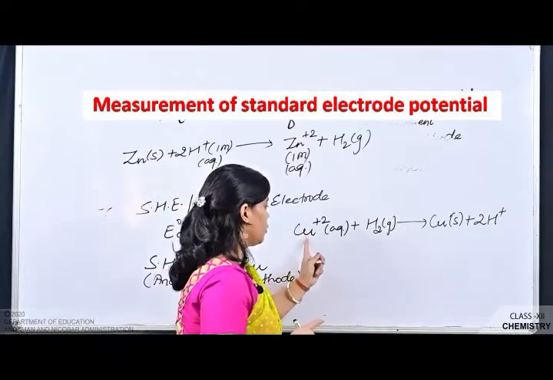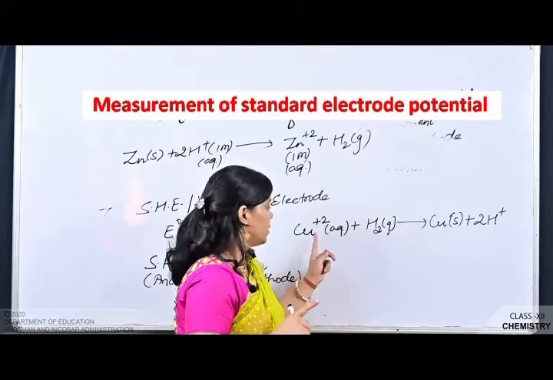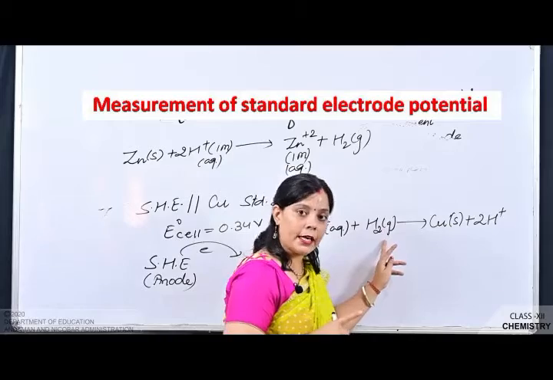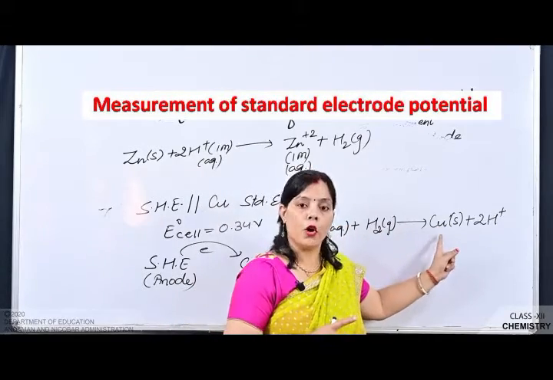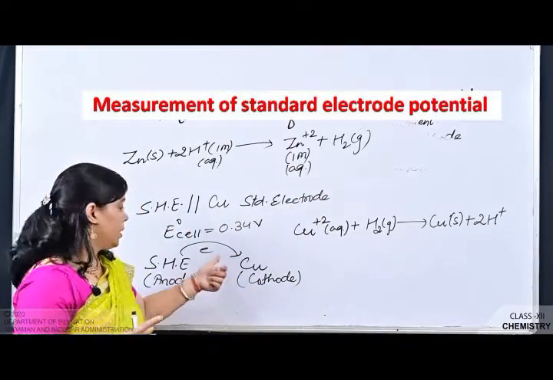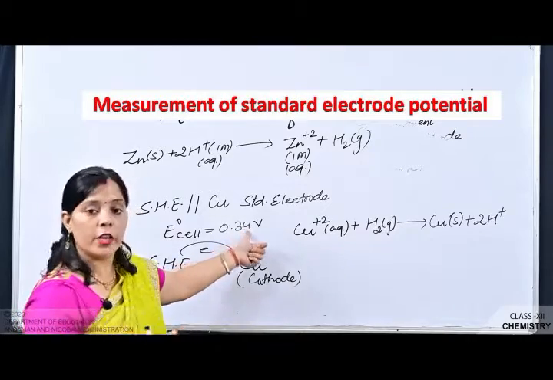In the second, you can see that the Cu2+ ion in the standard copper electrode gains the 2 electrons which are liberated at the anode, and by gaining the 2 electrons it is converted into solid copper. So with the help of the voltmeter, the potential difference found in this cell is 0.34 volt.